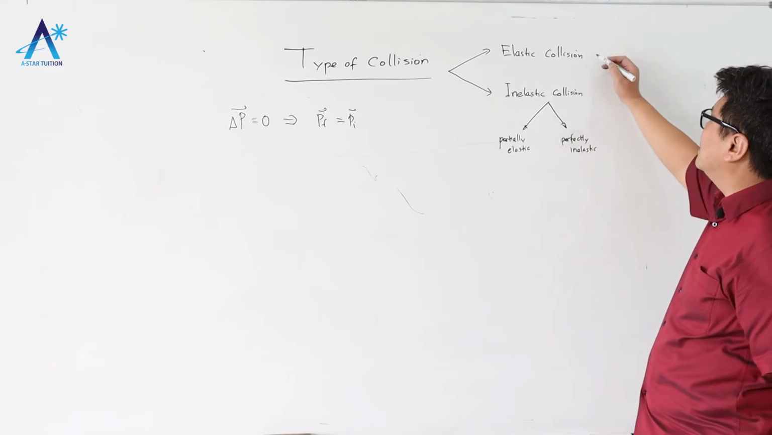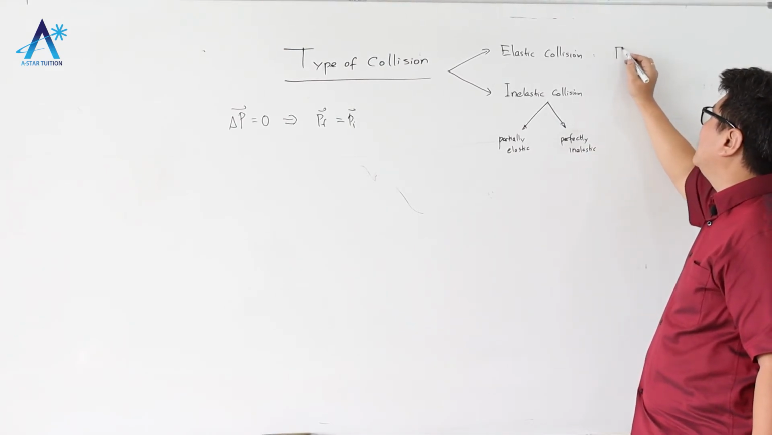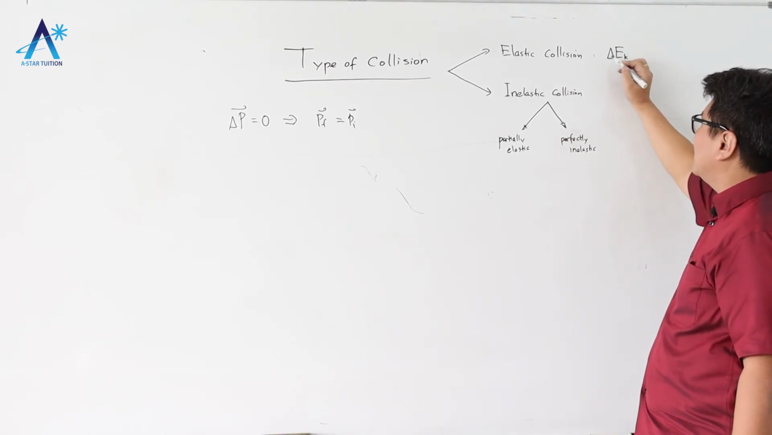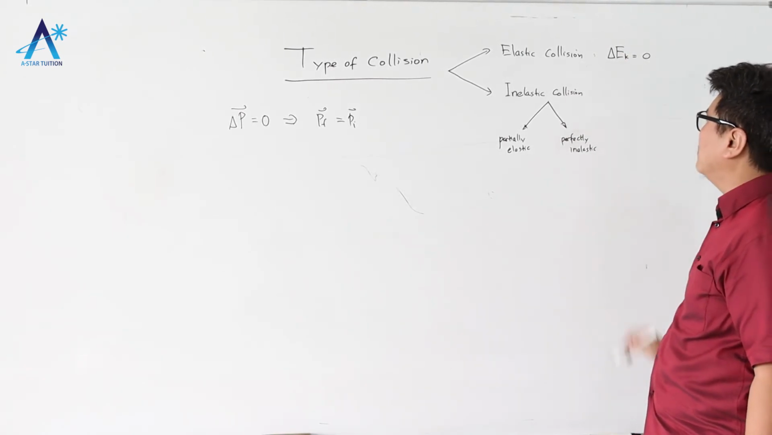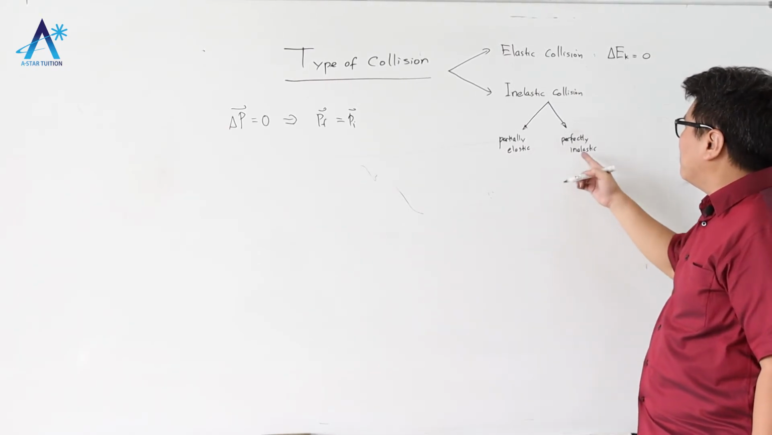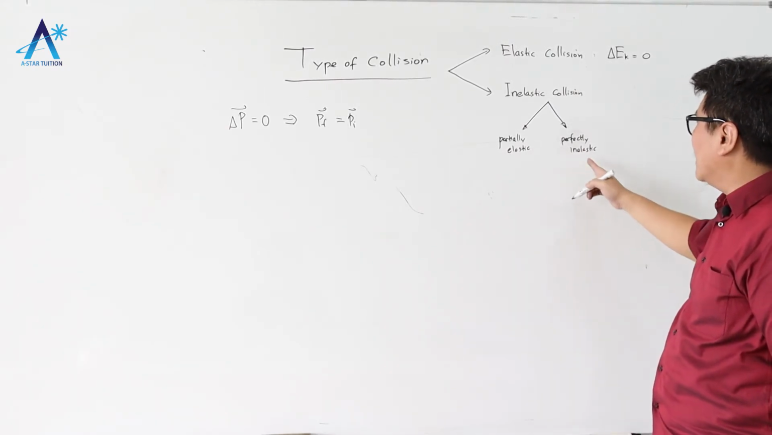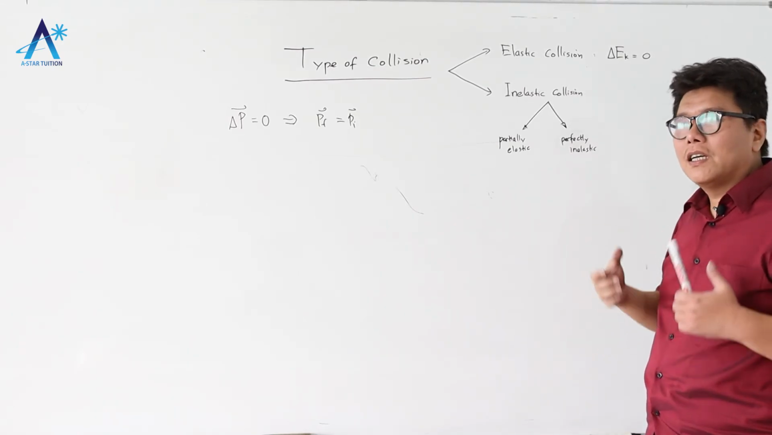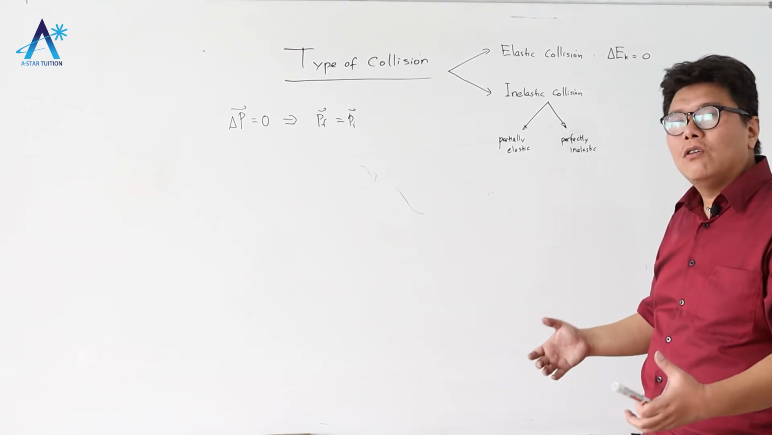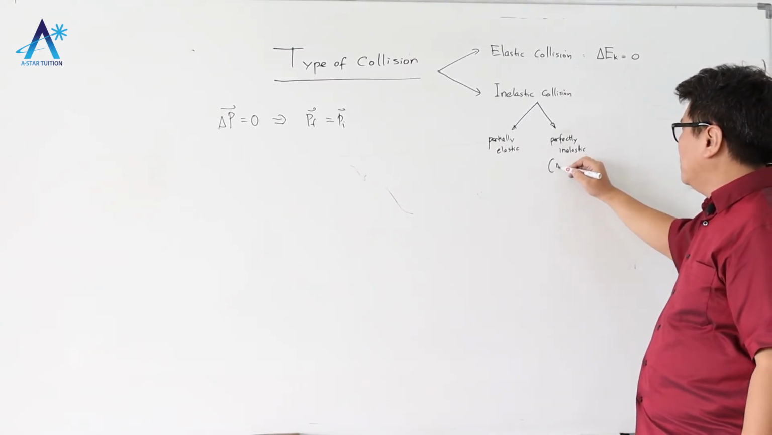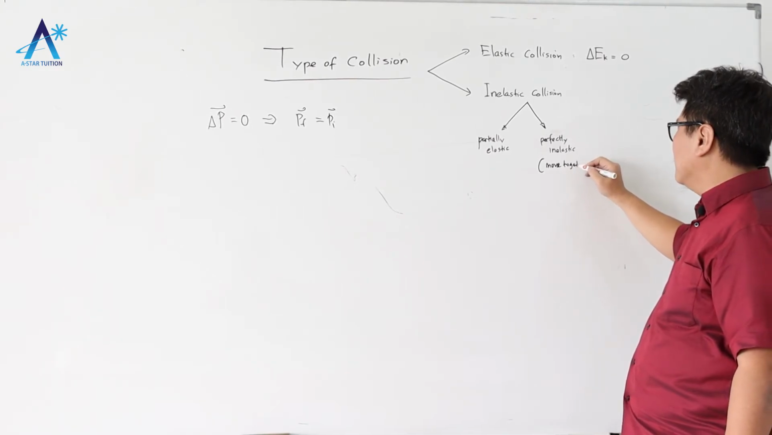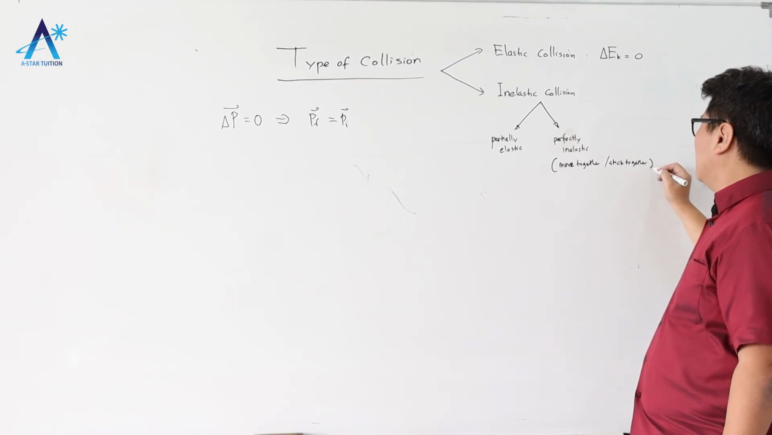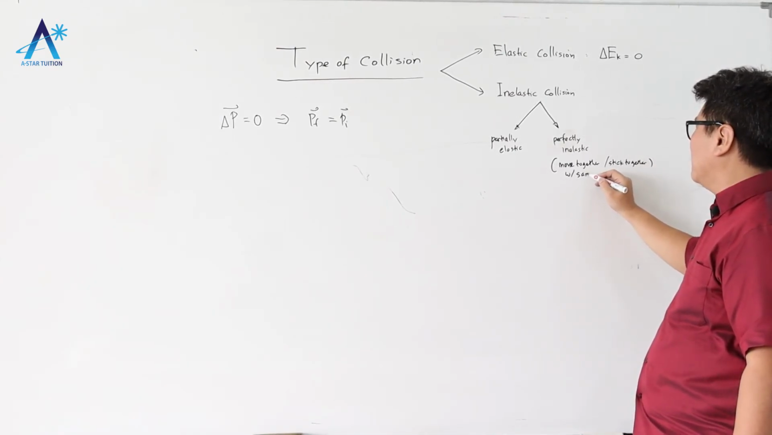For elastic collision, what you need to know is that the kinetic energy of the system is conserved, so we can say the change in kinetic energy of the system is 0. For perfectly inelastic, when the two objects collide, after the collision they will move together or stick together with the same velocity.